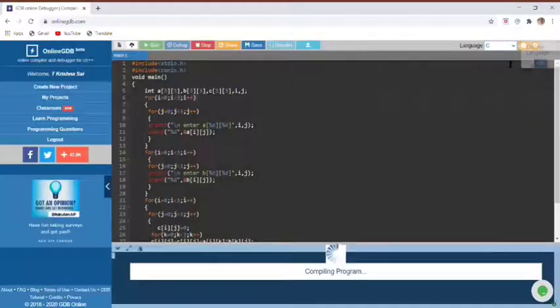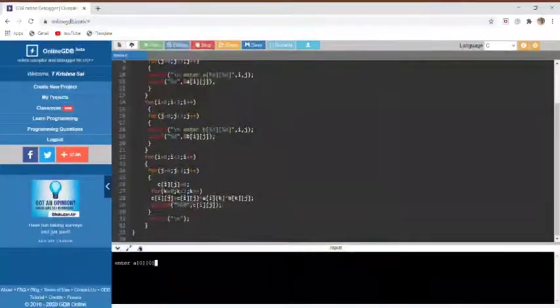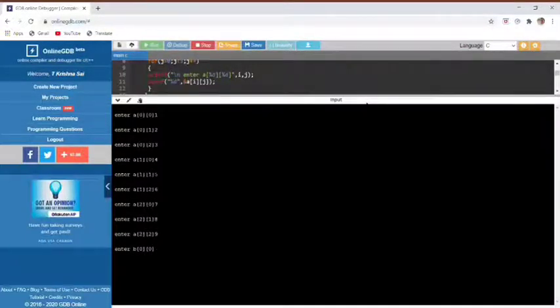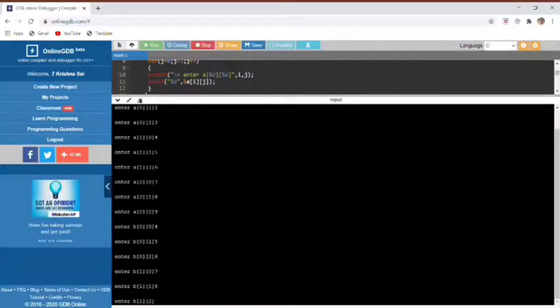We need to select the language, C language. For the overall program, we need to enter the matrices. Entering 1 for A of 0 0, 2 for A of 0 1, and 3 for A of 0 2. I am entering the series 4 5 6 7 8 9. We can enter any numbers, but for simple multiplication I am entering the series 1 2 3 4 5 6 7 8 9 for the A matrix, and for the B matrix we are entering the series starting from 9 8 7, and so on.